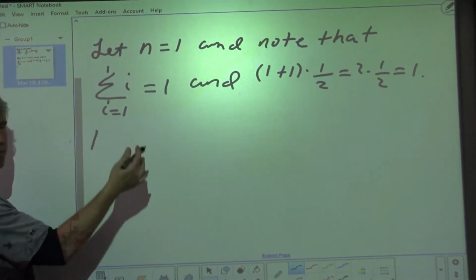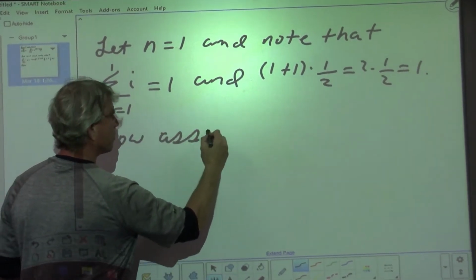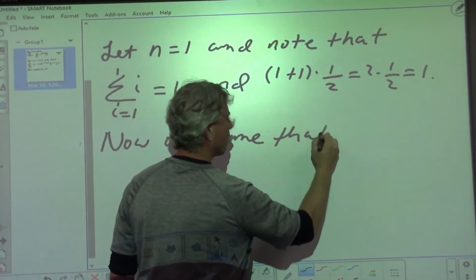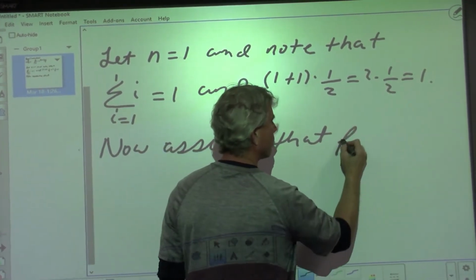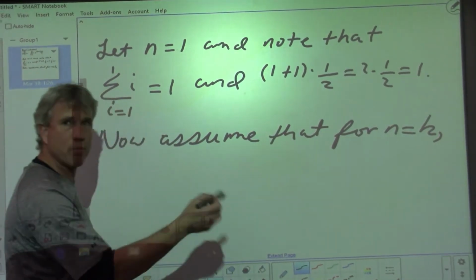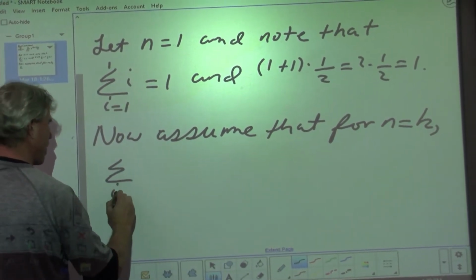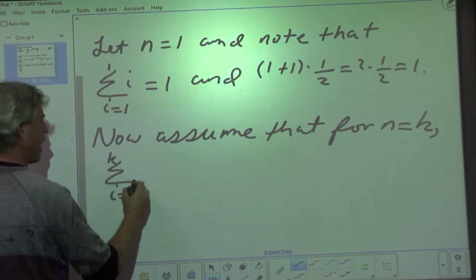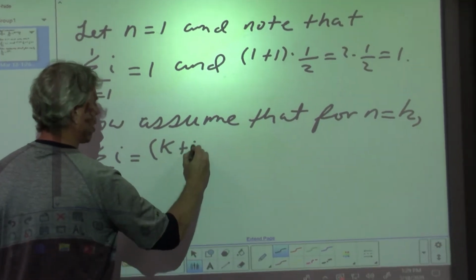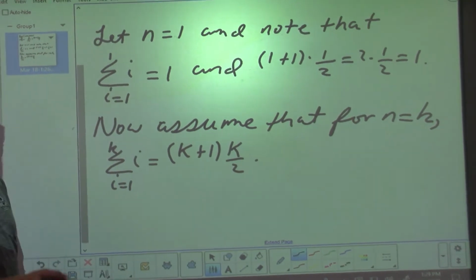Step 2. Now we write up step 2 of the proof. Now, assume that for n equal k, you want to assume that the formula works. Assume that for n equal k, the sum from i equal 1 to k of i is given by k plus 1 times k over 2. So there's the assumption step.